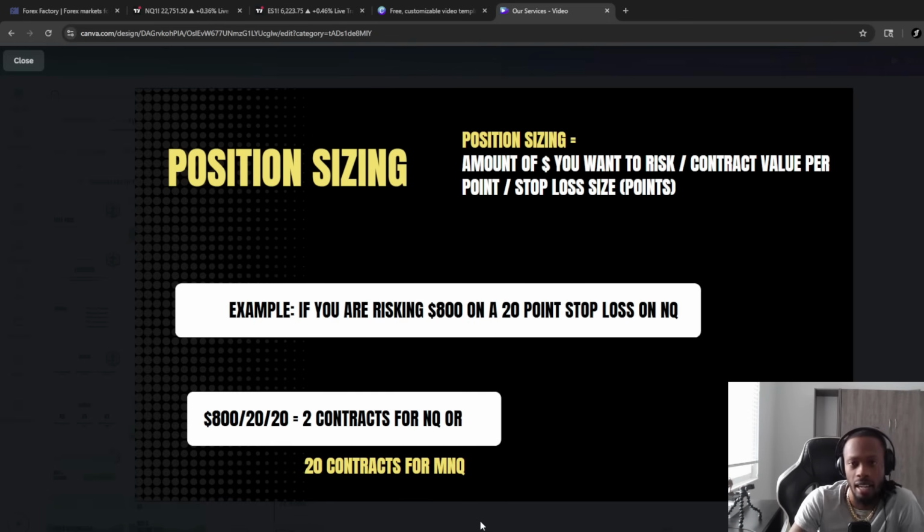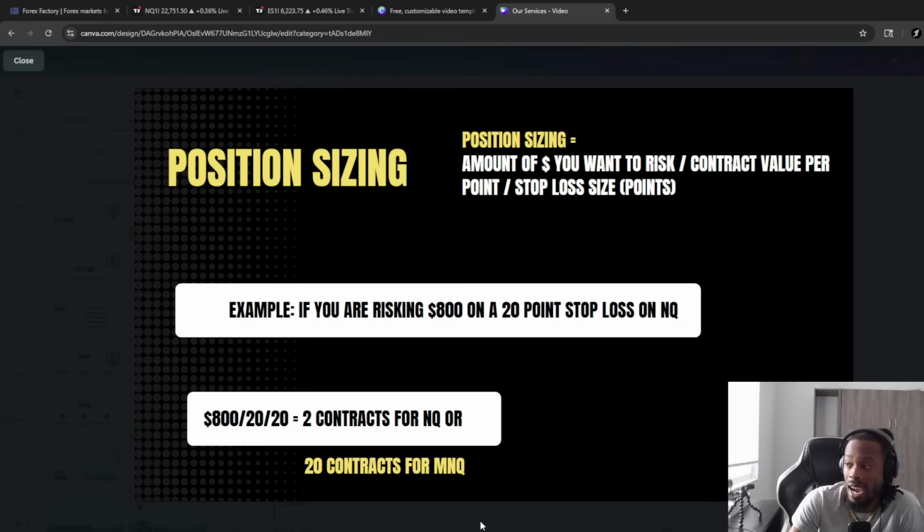Okay, now position sizing. This is probably the most important. If you want to risk a certain amount of money, this is probably the best way to do it. Okay, now this is obviously you're gonna have to bring out some math skills. If you're not good at math, listen, this is what comes with trading futures. Okay, so if you want to understand how much you need to put on, as far as contracts, this is the equation. First, you want to put the dollar amount that you want to risk.